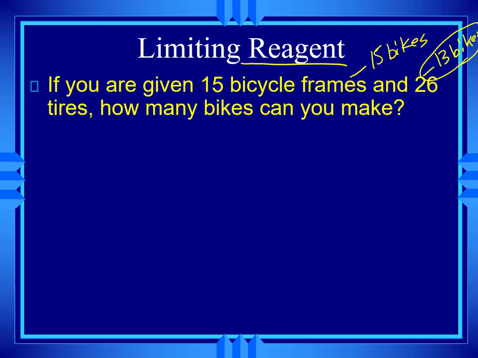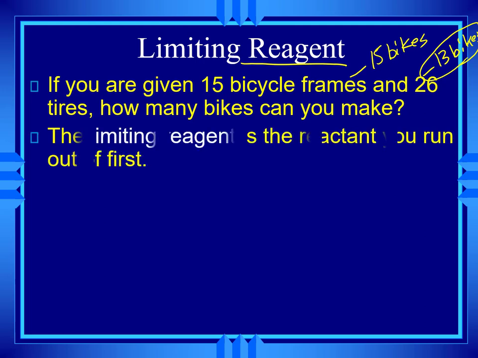If I want to make any more bicycles, I need more tires. So tires would be our limiting reagent. It limits how much we can make. And it limits it because you run out of it. Once you run out of it, everything stops.